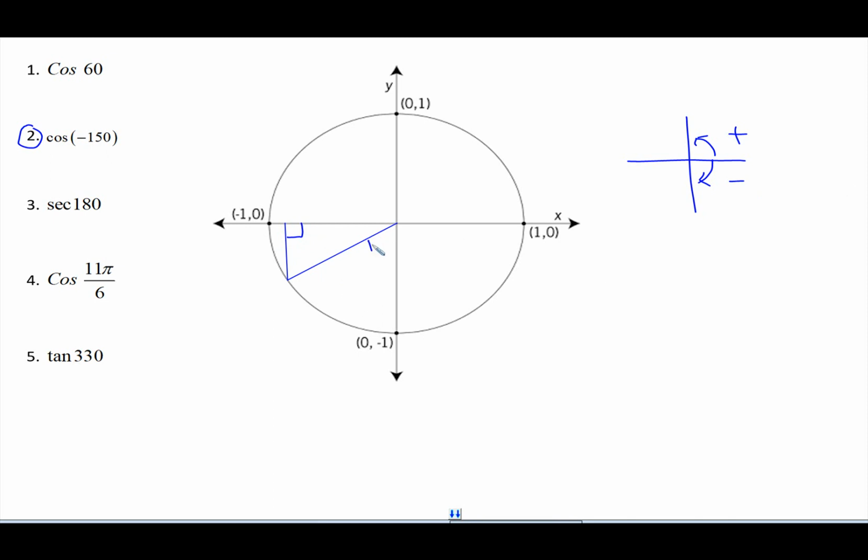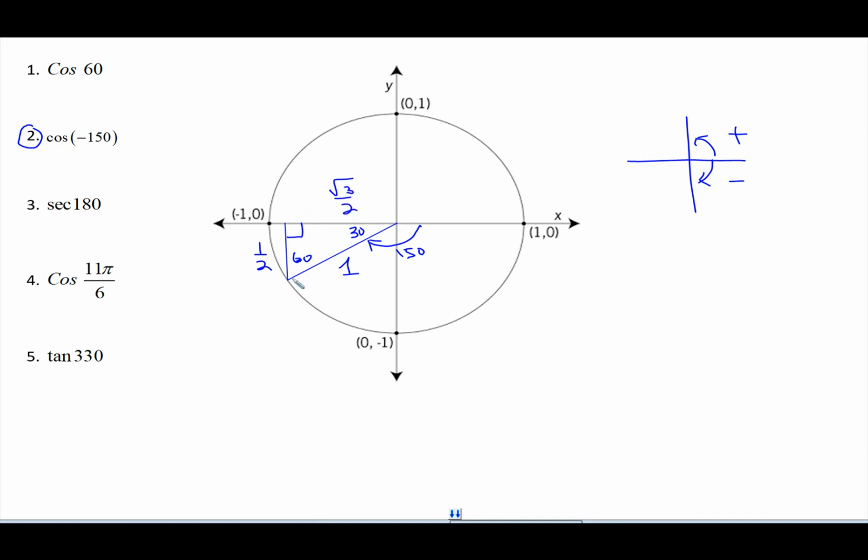Now, if this angle here is 150, and it's negative because we're rotating clockwise, that means the rest of this small angle left over here has to be 30, because remember, halfway around the circle is 180 degrees. So we've got another 30, 60, 90 right triangle. Our radius is always going to be 1 because it's a unit circle. Opposite of the 30 is going to be 1/2. Opposite of the 60, we know that's rad 3 over 2.